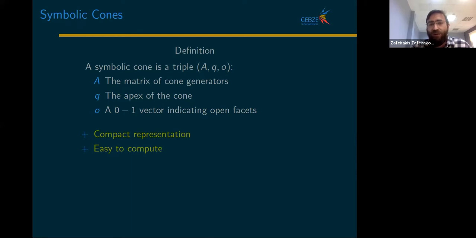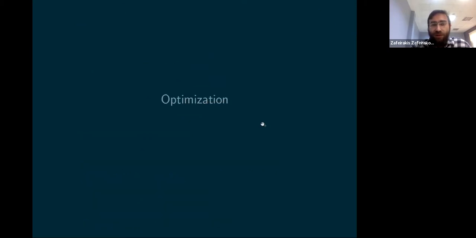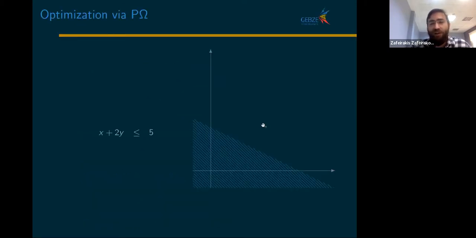In all examples we have, when we run Polyhedral Omega, computing the decomposition is very fast. Computing the rational function is what takes ages, since it's a hard problem. We can do symbolic manipulation at the geometry level. It provides structural information. And the good thing is that it's short. And the bad thing is that cancellations do not happen. So at the rational function level, a lot of cancellations, so simplifications, may happen.